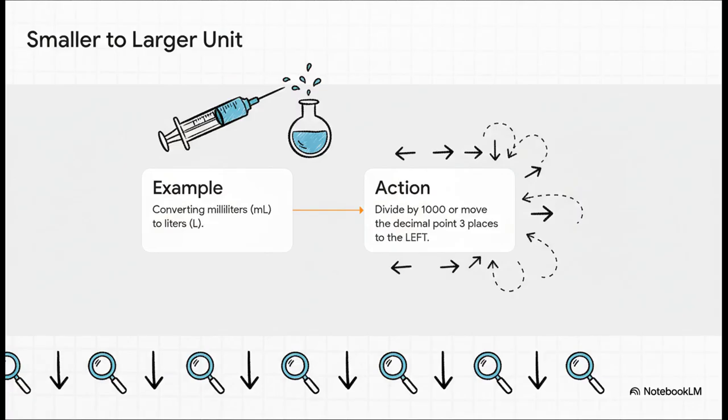And of course, it works the other way too. If you're going from a smaller unit, like milliliters, up to a bigger one, like a liter, you're going to have fewer of them, so you divide by 1,000. Or the easy way, just move that decimal point 3 places to the left. So 250 milliliters becomes 0.25 liters. If you can get this down, you've honestly mastered the hardest part.